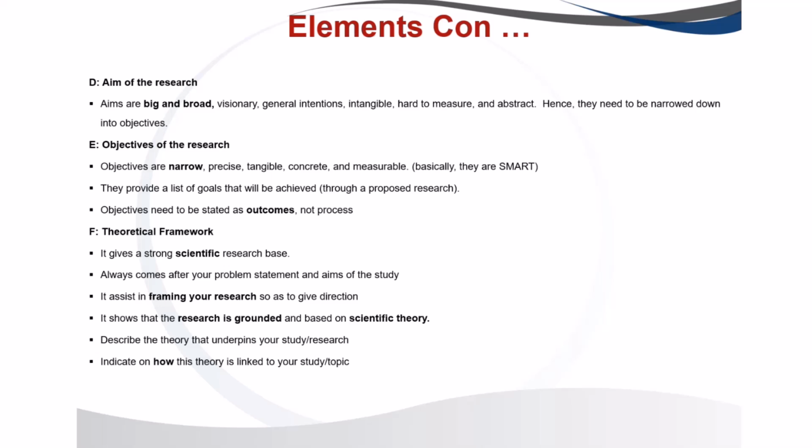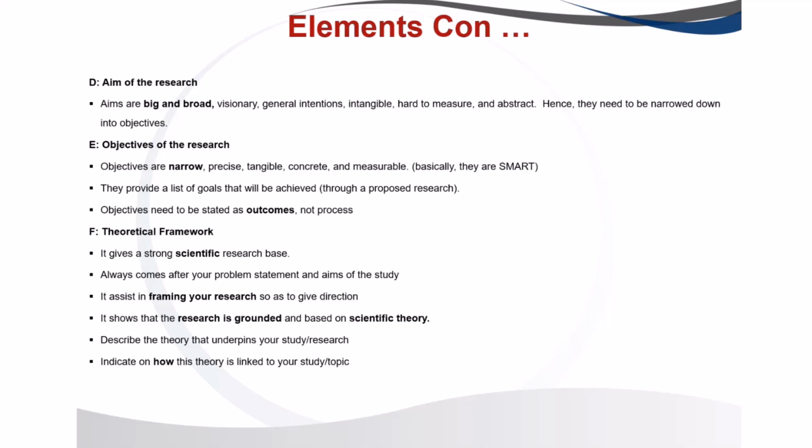What is the aim of the research? Aims are big and broad. It's almost like when you're speaking about the topic. Remember, we said the topic is broad. The aim is broad. But when you look at the title, it's been narrowed, it's specific. The same thing here. The aims are broad, but when you look at the objectives, they are narrowed and specific.